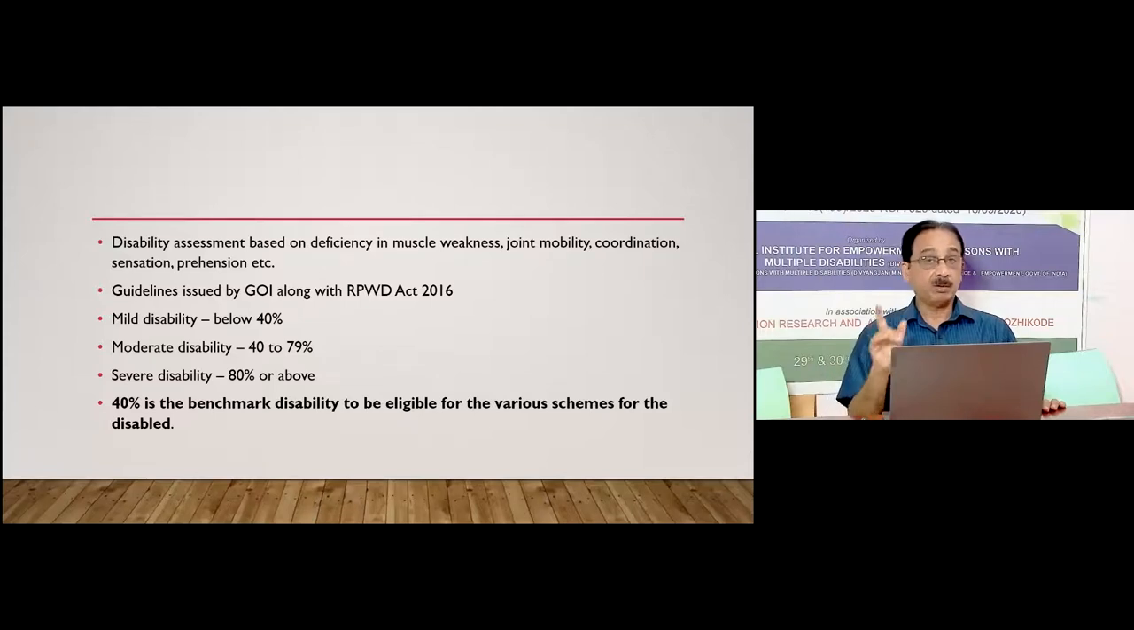So it is not feasible and possible for a government like ours to provide financial help and other welfare schemes for all these individuals. So we have put 40% as the eligibility or benchmark disability. That is to restrict the number of beneficiaries to a reasonable limit.